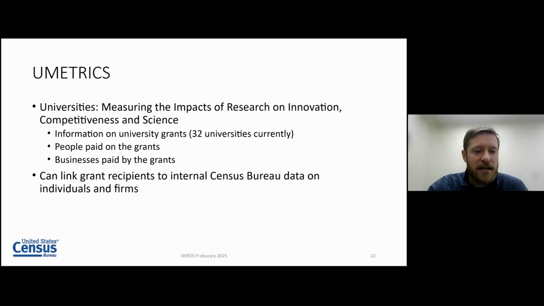Finally is the UMETRICS data, which is data from universities measuring the impact of research on innovation and competitiveness. This data comes from 32 universities and carries information on grants awarded and businesses paid by the grants, and what research was done under these grants, and then can be linked to internal census data from individuals and firms.